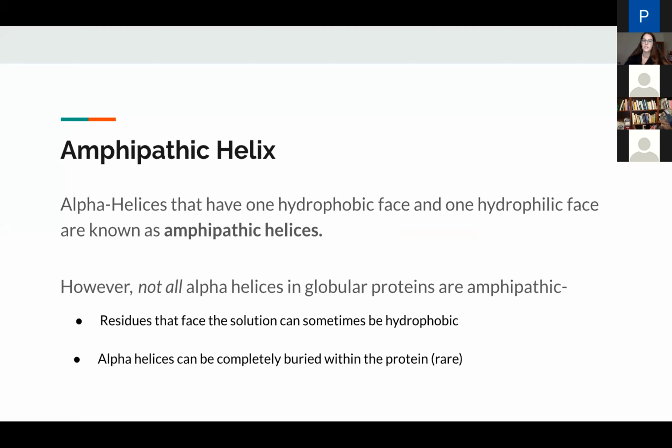And alpha helices can be completely buried within the protein. They don't necessarily need to be on the edge, although that's rare. And they can also be completely exposed, but that's also rare. So it would most likely be that residues that face the solution can be hydrophobic.